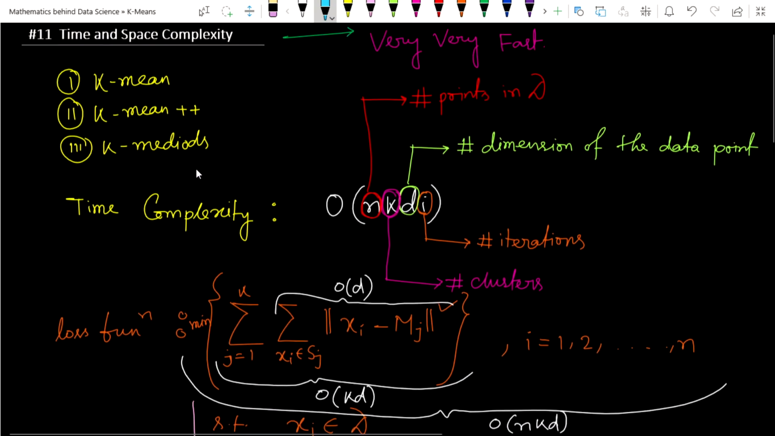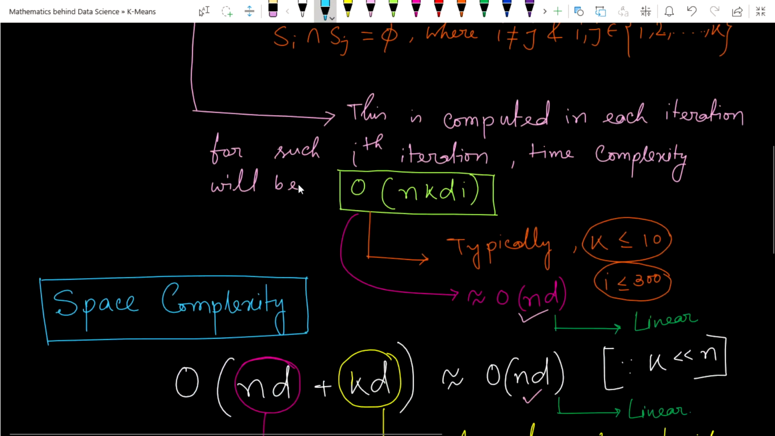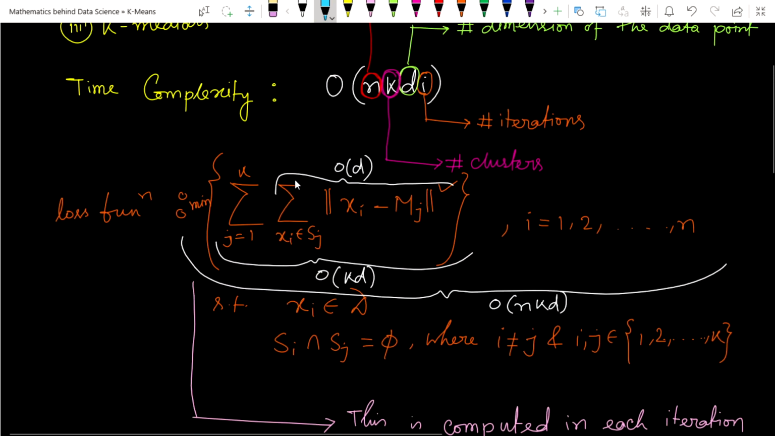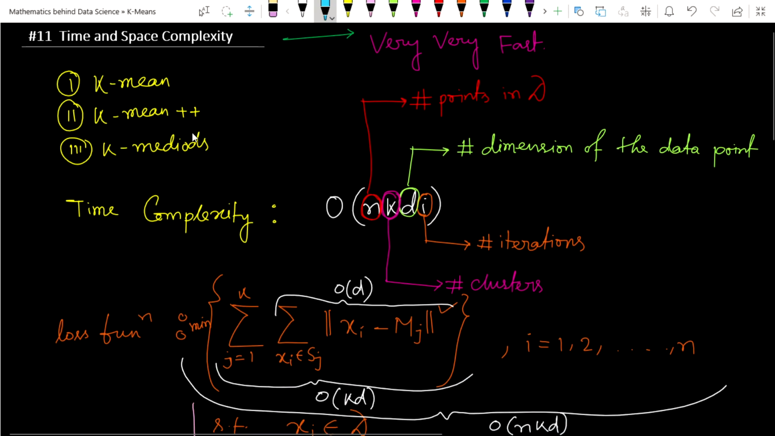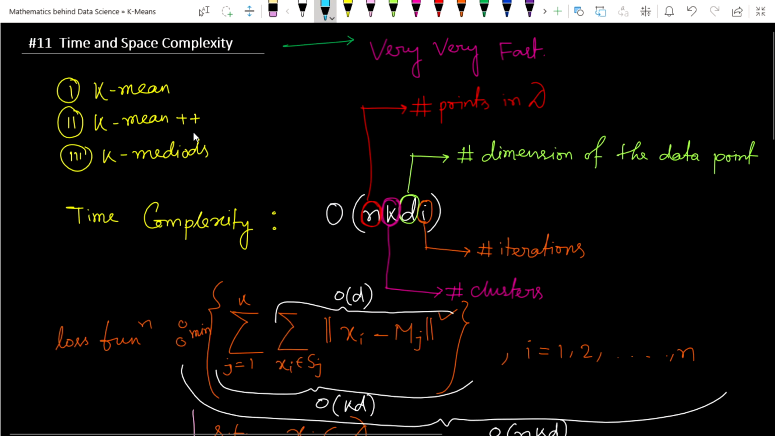I think you understand from this discussion how this time complexity and space complexity have come. Now in the next chapter we will see the next concept of clustering. I think you got the idea from this series how the k-means algorithm works, in which situations it is better, in which situations it fails, what its limitations are, and how to remove these limitations step by step. If you recap, we discussed the k-means algorithm.